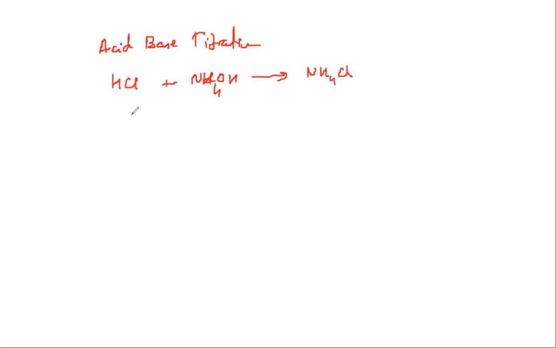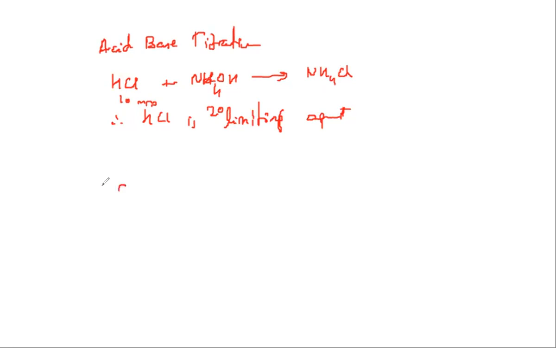Solution. Here, 20 millimoles of NH4OH and 10 millimoles of HCl have been taken. Therefore, HCl becomes the limiting agent. So the solution of NH4OH, which is a weak base, and NH4Cl, which is a salt of a strong acid and weak base, will be a basic buffer.